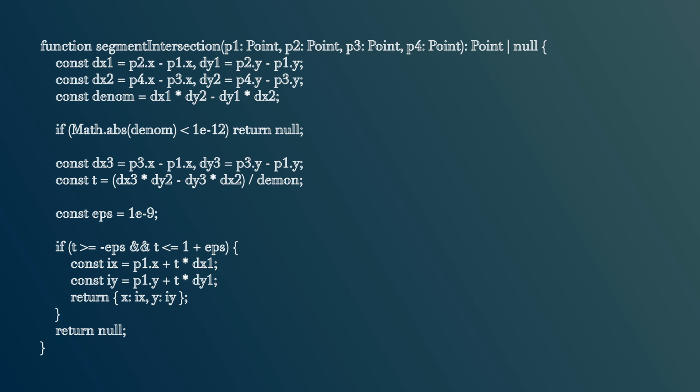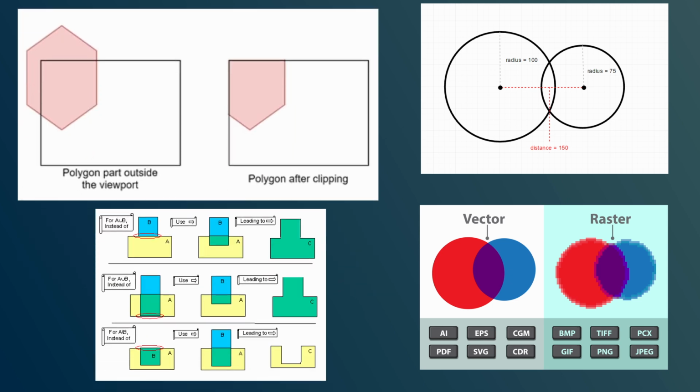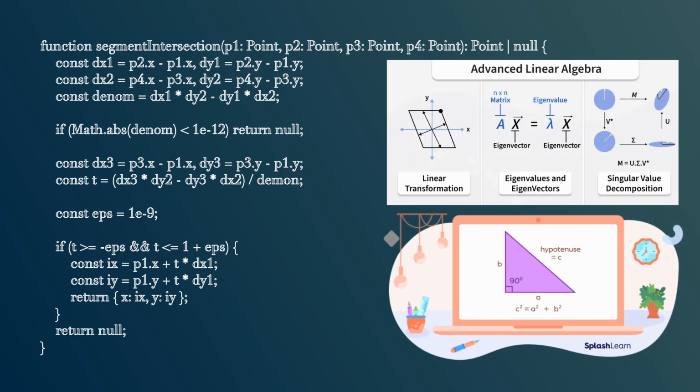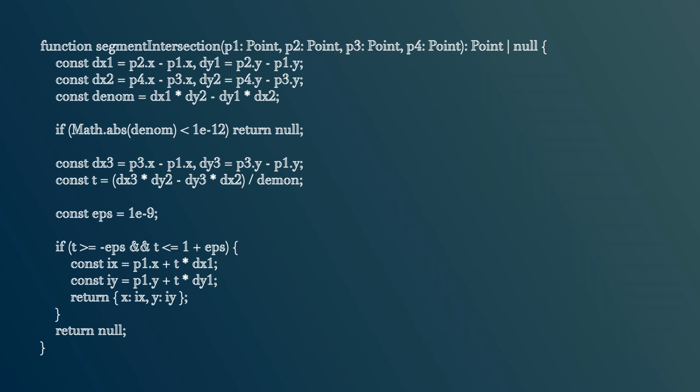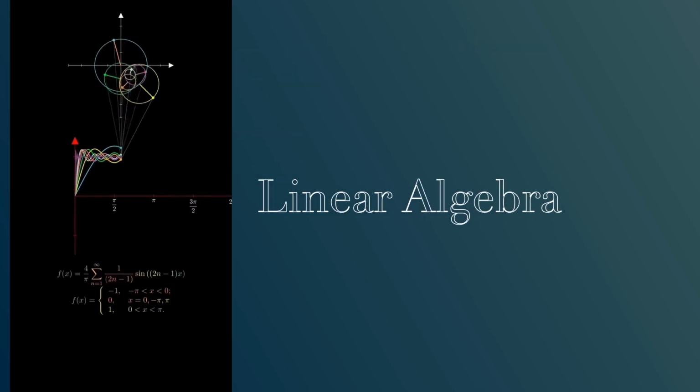Functions like these are the building blocks of so many bigger algorithms. Clipping, collision detection, vector graphics, Boolean operations, you name it. And even though the code looks simple, the maths inside can feel confusing if you've never touched linear algebra or basic geometry before. So in this video, I'm going to slow down, simplify everything, and break this function apart step by step. So, before we start, I hope you have a tiny bit of background in linear algebra. Nothing crazy, just enough to follow along.